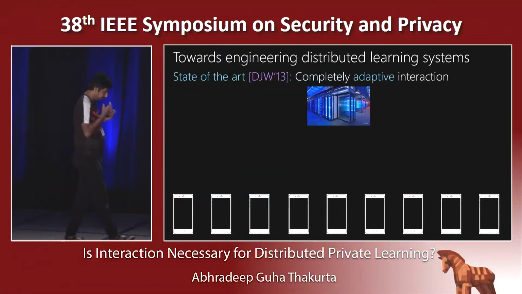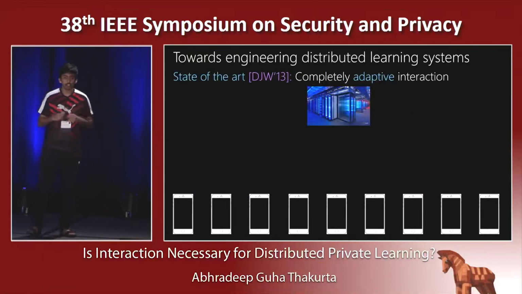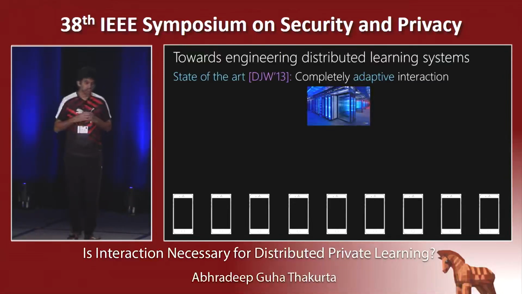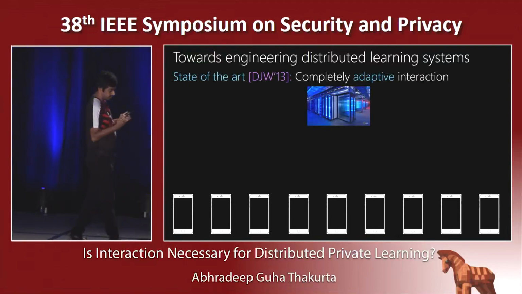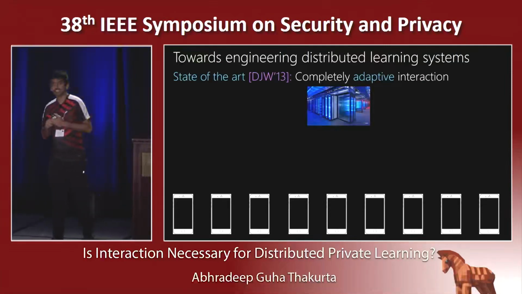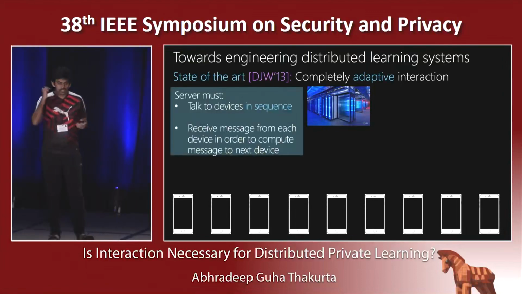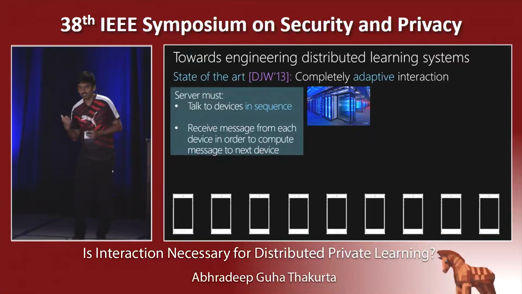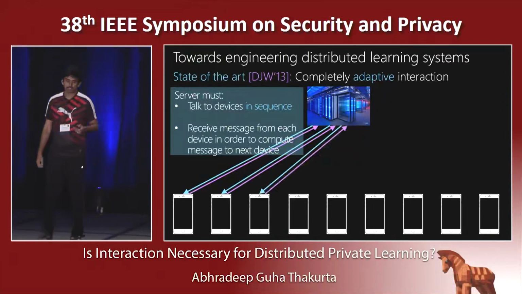A slightly different scenario is where there is completely adaptive interaction. So this was the state of the art before we started our research. This was the work by Duchi, Jordan, and Wainwright from 2013, where they designed algorithms for machine learning problems exactly in this distributed setting, but their algorithms are completely adaptive in nature in the following sense. The server will talk to the devices in a sequence, and it would use the information that is received from one of the devices to ask the question to the next device. Pictorially, it asks, gets the information, asks the next device, gets the information, and this process continues.